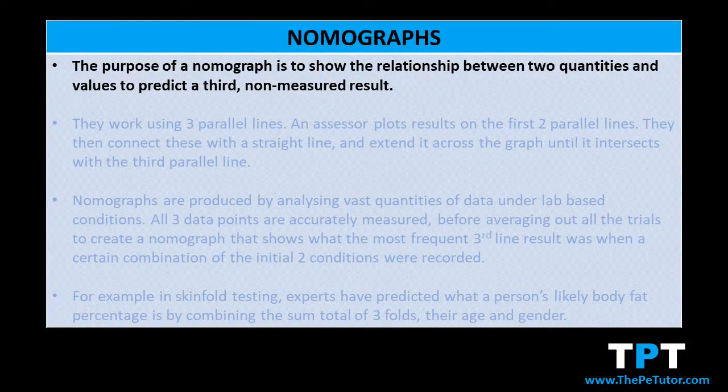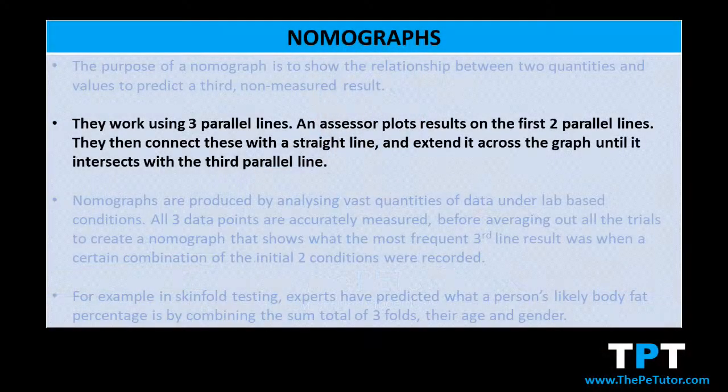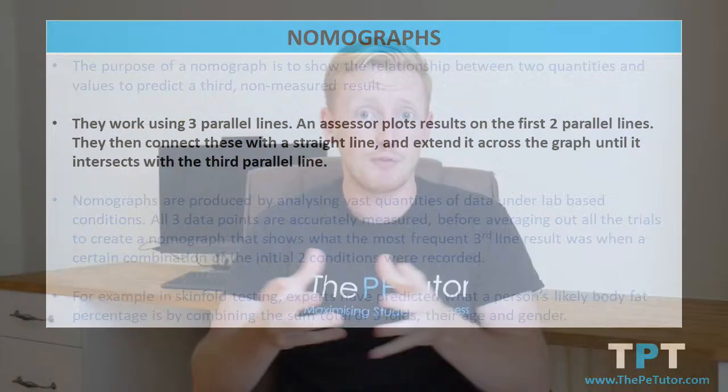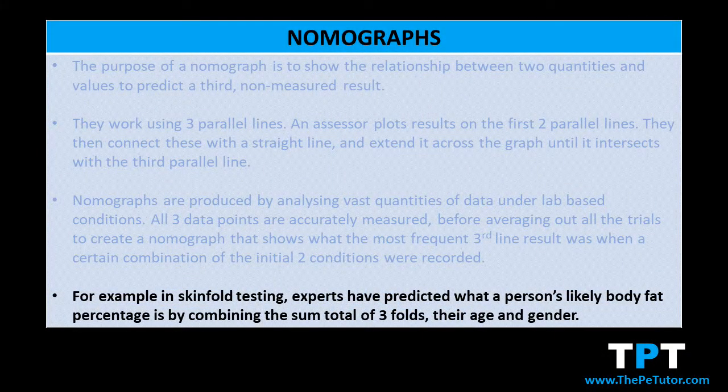A similar method used to analyse data is the use of nomographs, the purpose of which are to show relationships between quantities and values. They work along 3 parallel lines. The first 2 is where we input data and the third is where we harness a result. For example, when we use nomographing in skin fold testing, the first parallel line is the depth or the width of the skin folds that are being measured. The second column is the age of the subject.